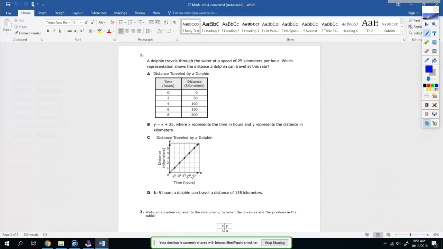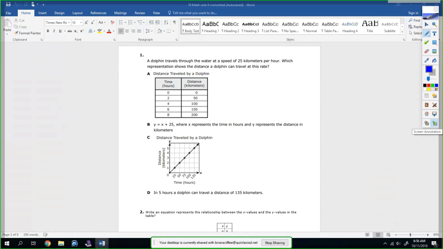All right, number 1. A dolphin travels through water at a speed of 25 kilometers per hour. Which representation shows a distance a dolphin can travel at this rate? Basically, I know for every 1 hour equals 25 kilometers. So if I have 2 hours, it should equal 50. 4 should be 100. 6 should be 150. 8 is 200. As of right now, A is correct.